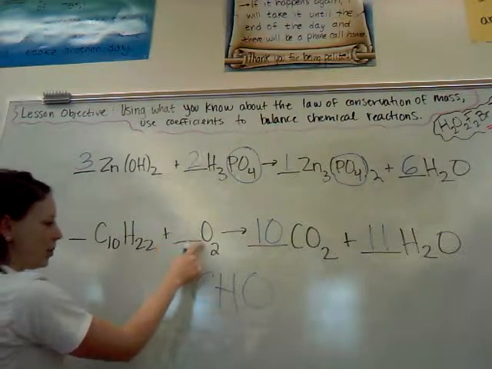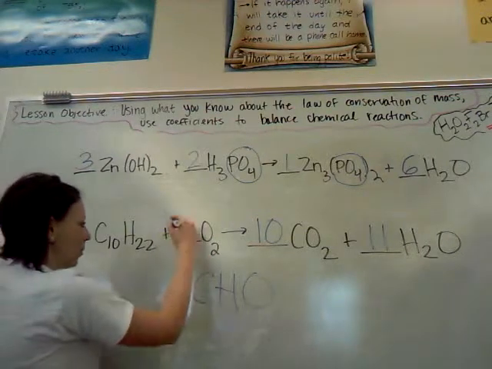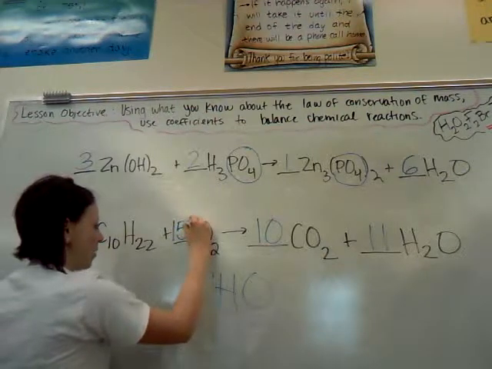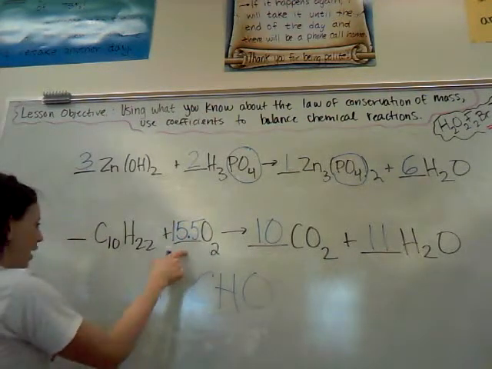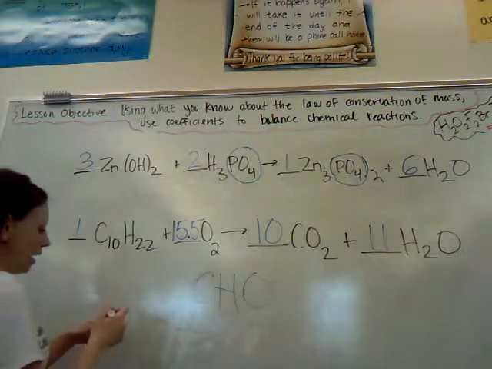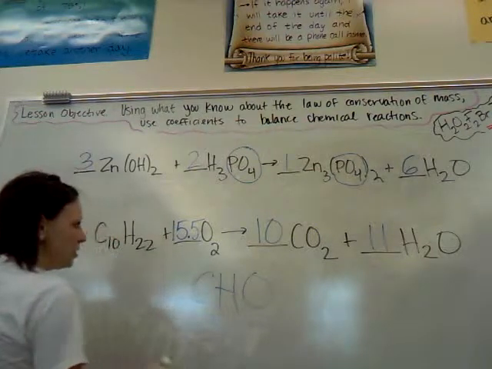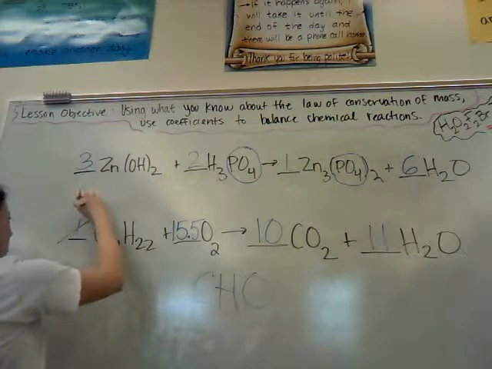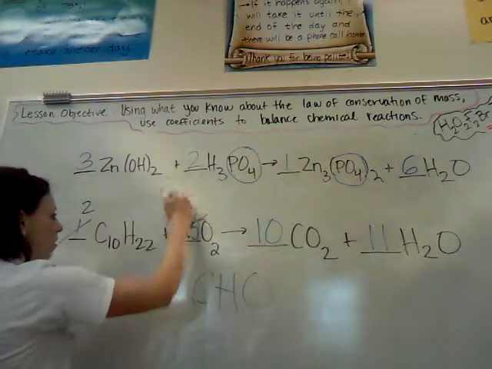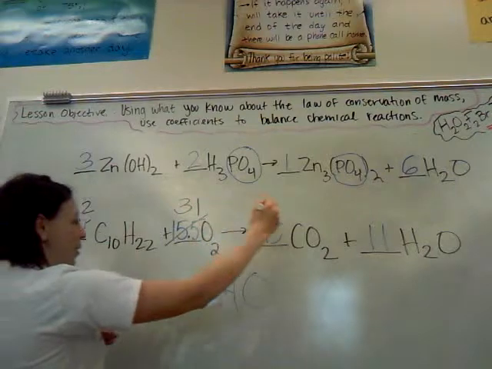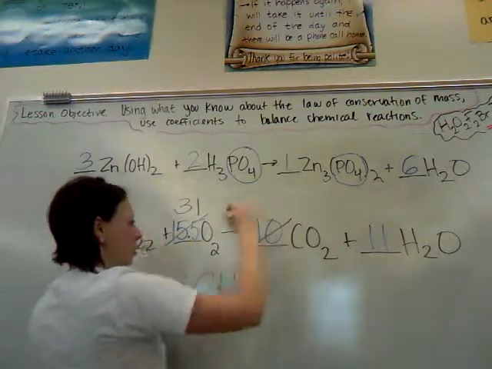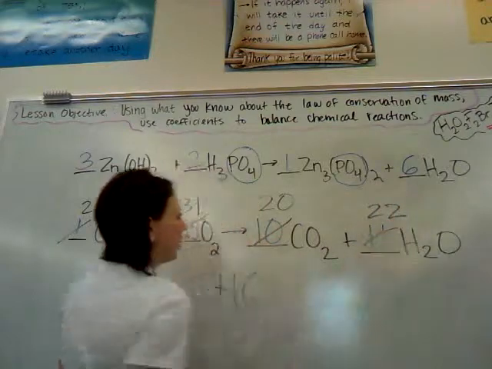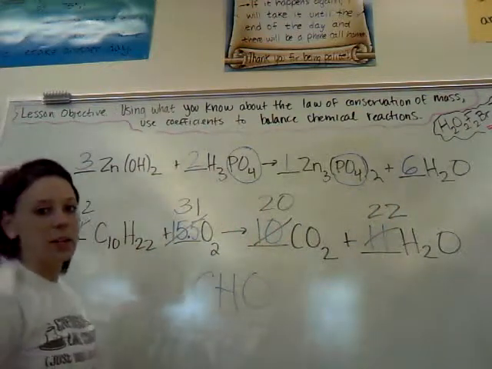Uh-oh, this is a problem. It's an odd number. So temporarily I'm going to use a decimal. Half of 31 is 15.5. So I'm going to put that in there, and I'll put a 1 out front. If I multiply all of the coefficients by 2, I'll have whole numbers that work. So I'm going to have 2, not even number here, but no decimals. 2, 31, 20, 22. So that is the final answer. Those are the correct coefficients.